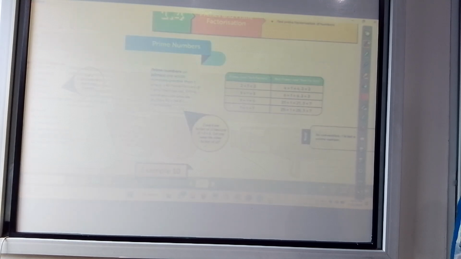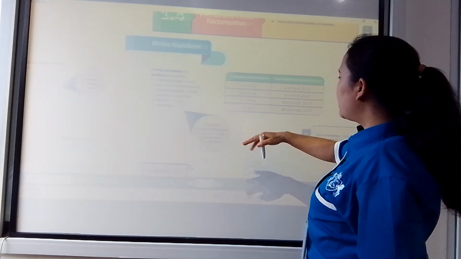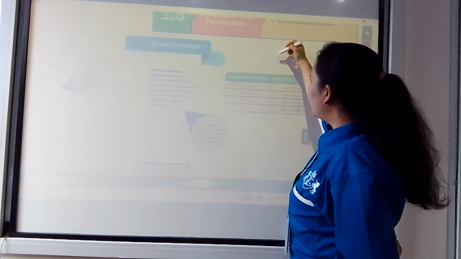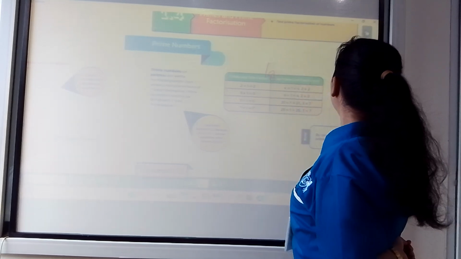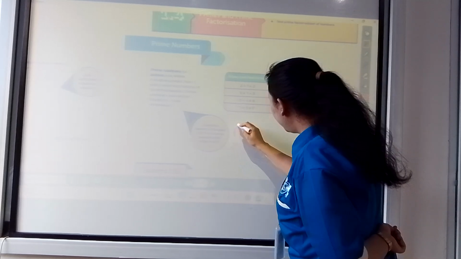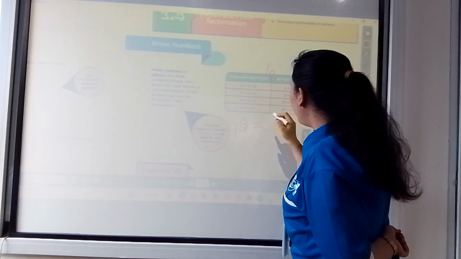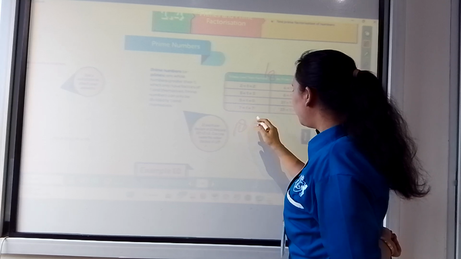So, what is prime factorization? Prime factorization is also used to find the least common multiple and the highest common factor. An example, from the basics first: what is the prime factorization of 18? We search first which numbers can divide 18.